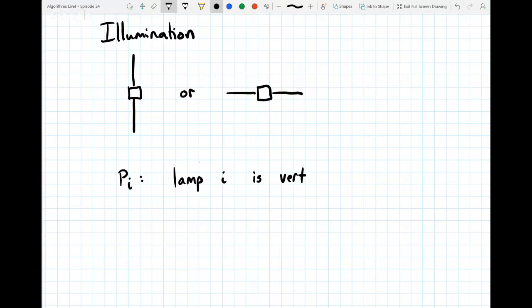Or if p_i is false, then lamp i is horizontal. And so I get this case, and that's how I can model this problem. So I basically have two states. Instead of thinking of it as true and false, I have vertical and horizontal. And it just makes things a little bit easier.